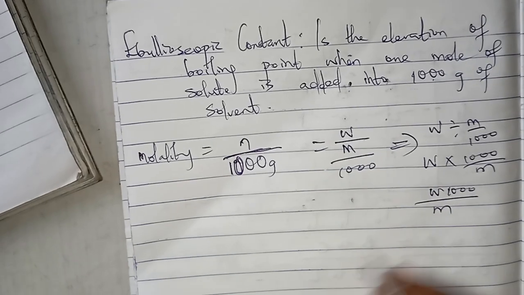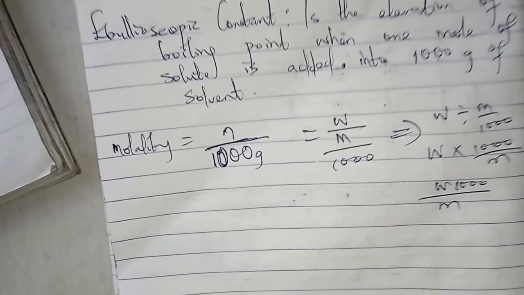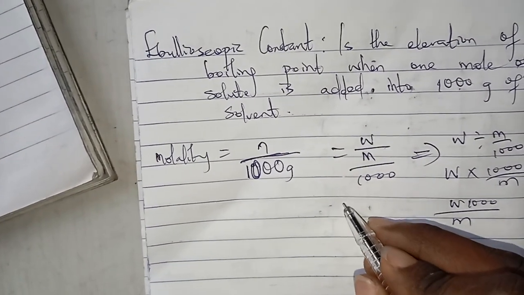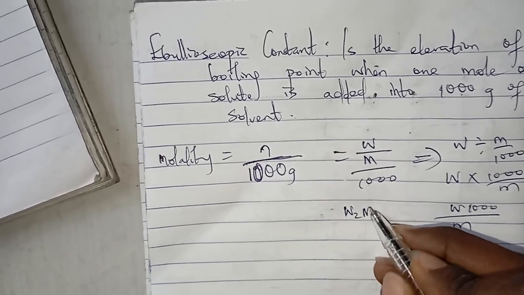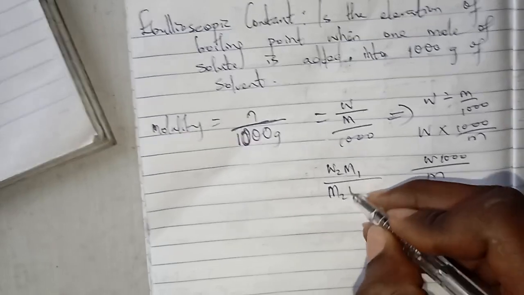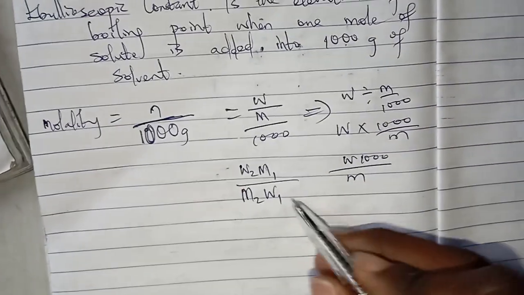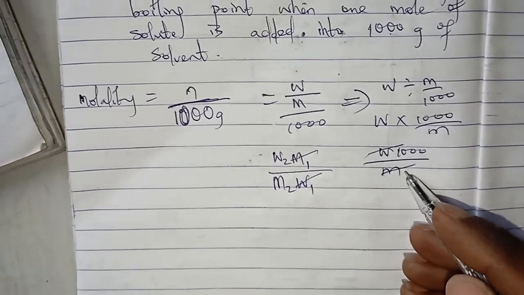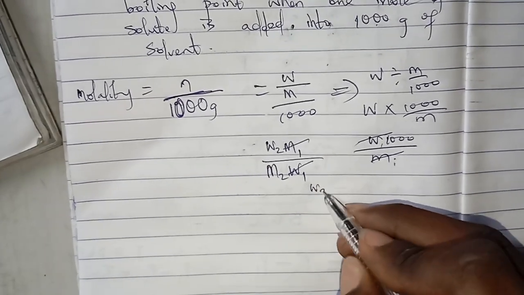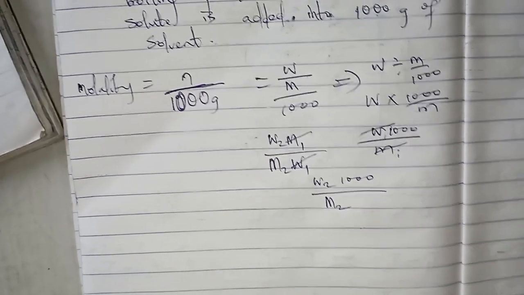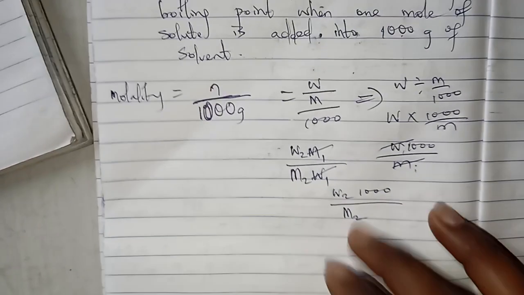If I carry this molarity and multiply it by what I have here, which is W2M1 all over M2W1, if you bring these two together, this will cancel this, and this will cancel this. This one should likely be 1. So we now have W2 times 1000 all over M2. Are you seeing it?